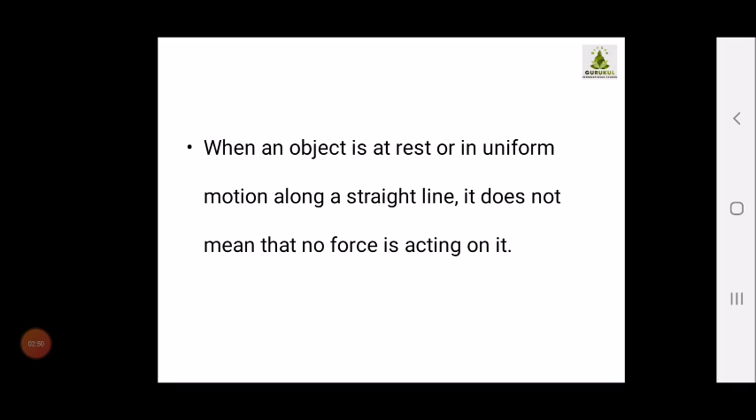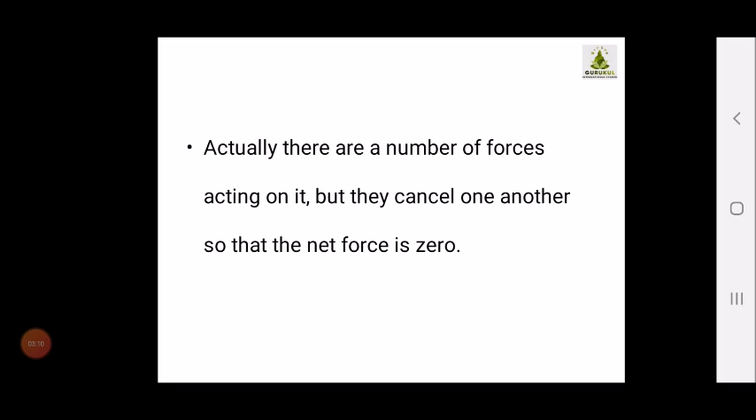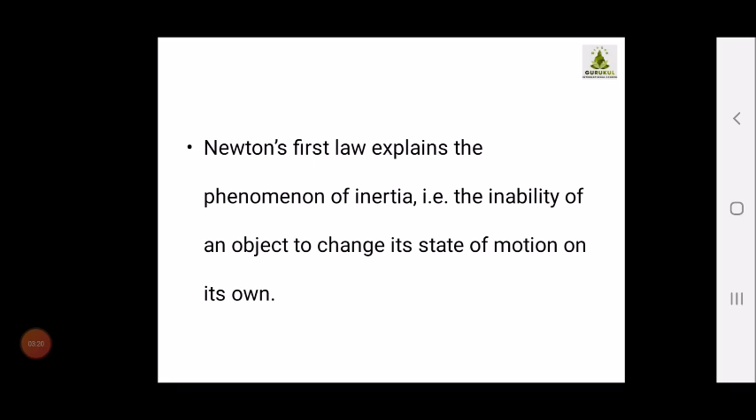So when an object is at rest or in uniform motion along a straight line, it does not mean there is no force acting on it. It doesn't mean that the object is stationary with no force on it. Actually, there are so many forces acting on it, but they cancel each other, so that the net force is 0. And Newton's first law explains the phenomenon of inertia.